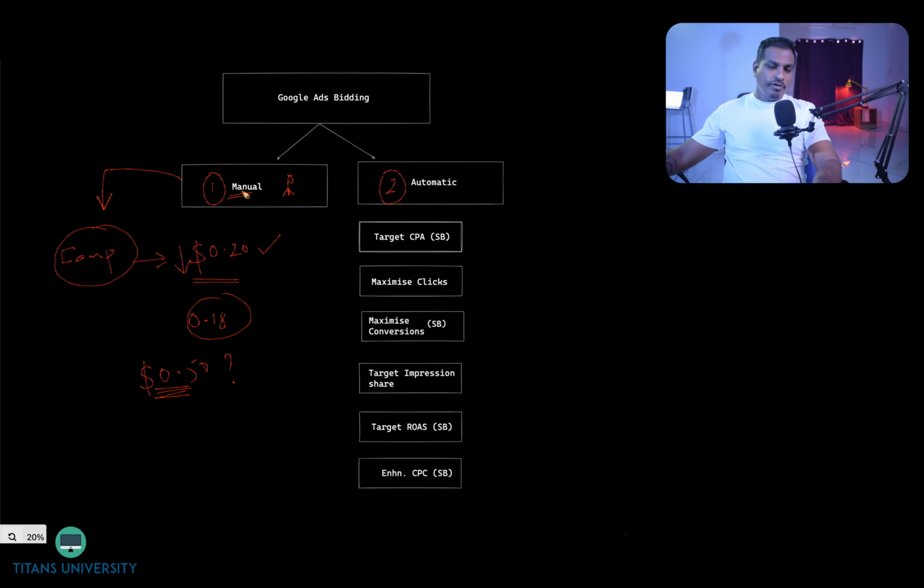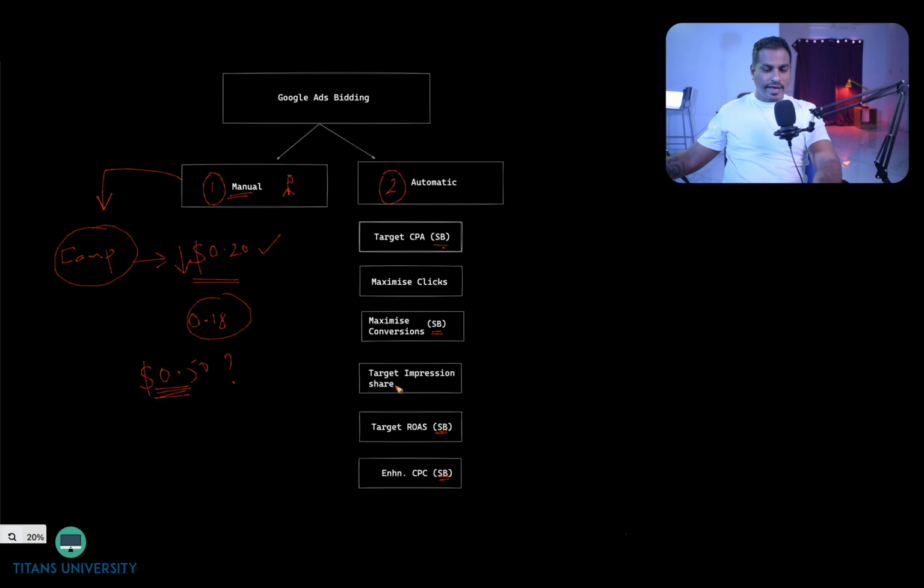On the other hand, automatic bidding is classified into these types, these 6 types that you see here. There is SB written against some of these bidding options. I will tell you what that SB stands for in a while. But before that, let's look at automatic bidding as a whole, and let's try and understand what it means. Target CPA. Now, this is one sort of automatic bidding. Then you have maximize clicks. Then you have maximize conversions. Then you have target impression share.